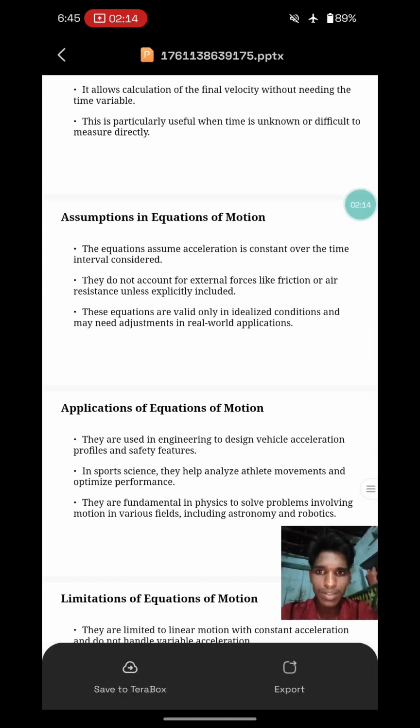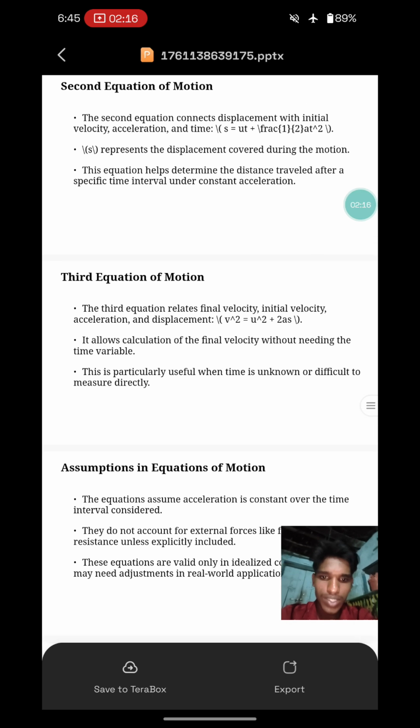Next, we will discuss the third equation of motion. The third equation relates final velocity, initial velocity, acceleration and displacement. It allows calculation of the final velocity without needing the time variable. This is particularly useful when time is unknown or difficult to measure directly.